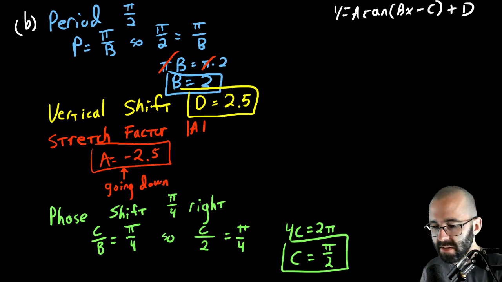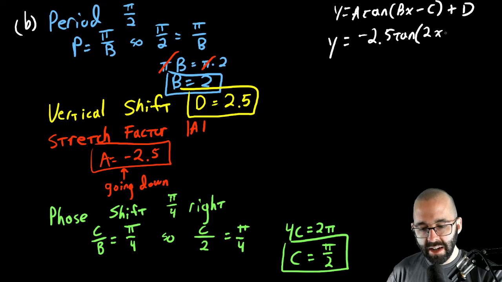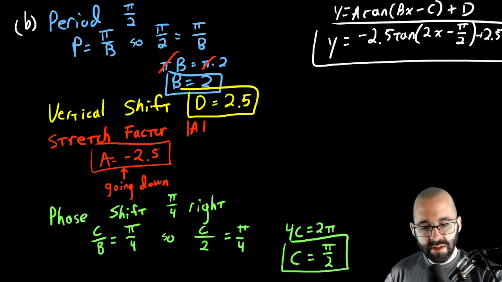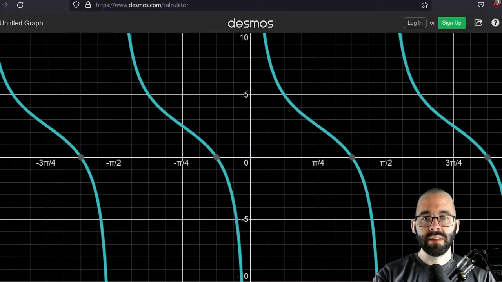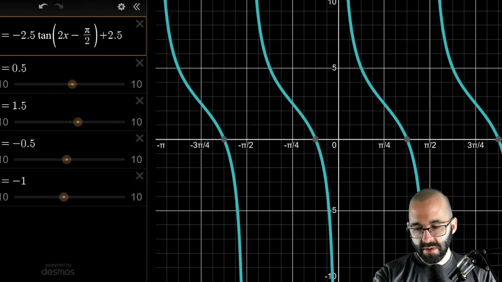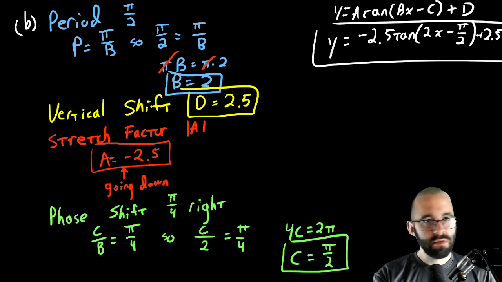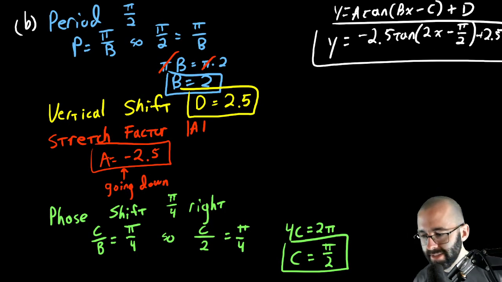We have all the pieces now. Let's just go. Y is equal to A, negative 2.5, times the tangent of B, which is 2, times X minus C, which is pi over 2, plus D, which is 2.5. This should be our answer. Let us unveil it. Is this what I graphed? Negative 2.5, good. Tangent of 2x minus pi over 2, good. Plus 2.5, good. We did it.